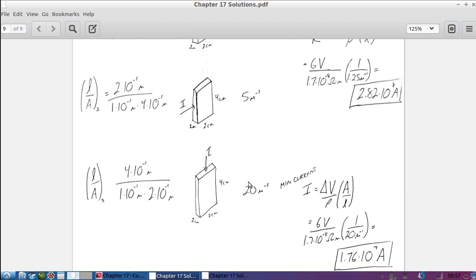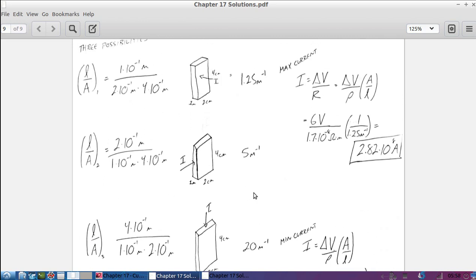So the third possibility is running the current vertically, okay, through the 1 by 2 side, right, the 1 by 2 side right here. So that means the cross-sectional area is 1 by 2, 1 centimeter by 2 centimeters. And the length of the block that the current is running through now is 4 centimeters. And so I get a very large length to area ratio, 20 inverse meters.